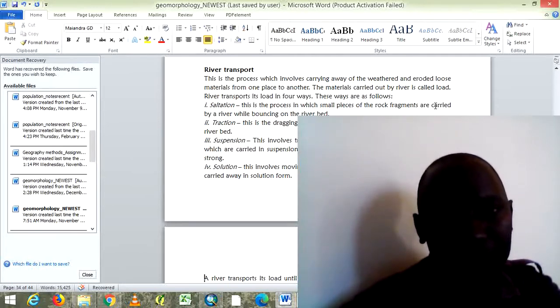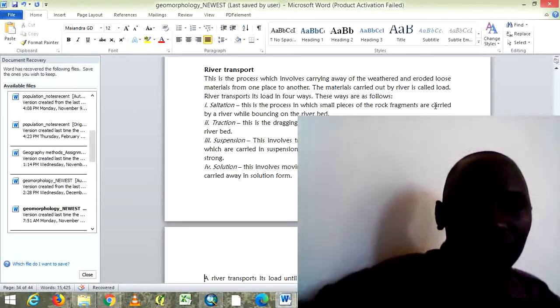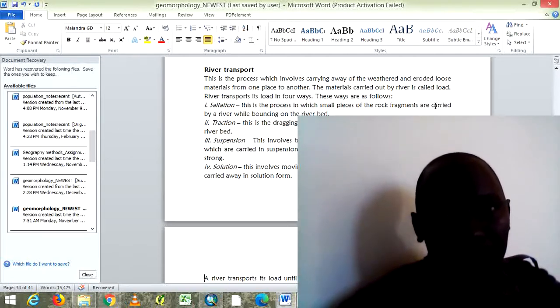4 ways. One is saltation. Saltation is hopping. Material goes on jumping and falling, and it's responsible usually for the formation of potholes on the riverbed. The other one is traction.